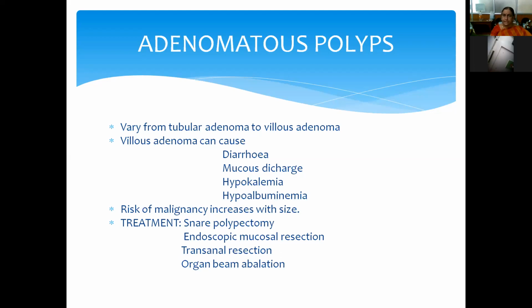Second thing is they can cause different effects on the patient, like diarrhea, mucus discharge, loss of potassium resulting in hypokalemia, and loss of albumin resulting in hypoalbuminemia. So these are the four different effects of villous adenoma in a patient. And risk of malignancy will be very high in case of villous adenomas, and that increases with the size. If the size of the tumor is more, the risk of the malignancy is also more.